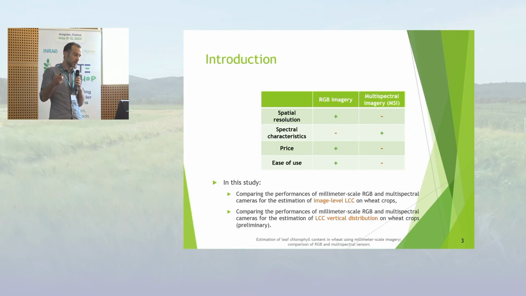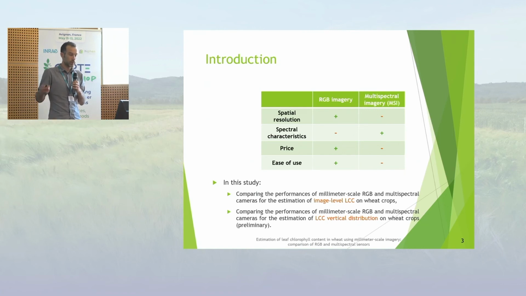So I have listed a few pros and cons for both types of imagery. In terms of spatial resolution, usually you have a better spatial resolution with RGB imagery. But of course, with multispectral imagery, we have better spectral resolution with bands that are narrower, whereas with RGB imagery you only have three bands, and the bands are wide. On the other hand, the RGB cameras are of course less expensive and are often easier to use.